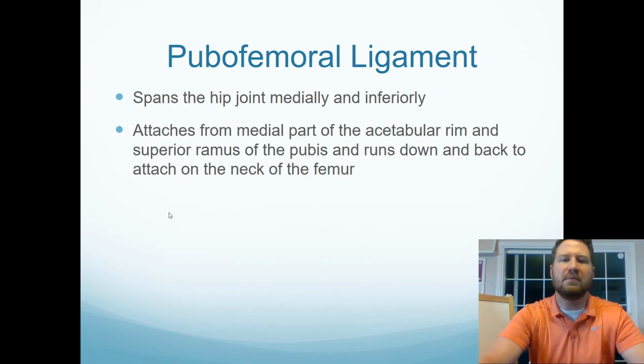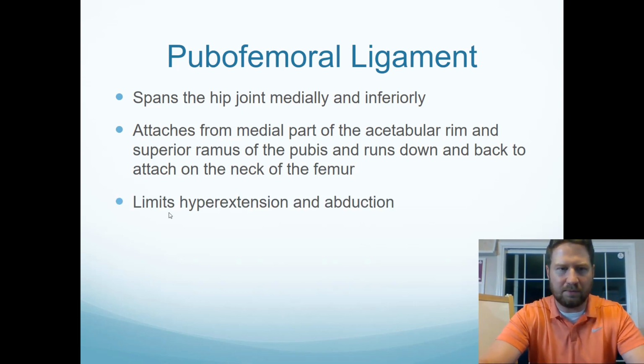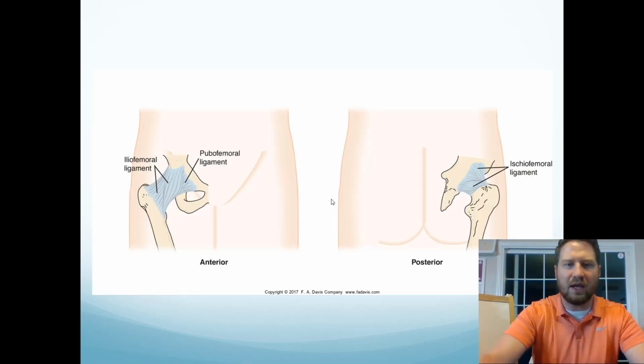All right, let's move to the pubofemoral ligament. The pubofemoral ligament spans the hip joint medially and inferiorly. It attaches from the medial part of the acetabular rim and superior ramus of the pubis and runs down and back to attach on the neck of the femur. This one also limits hyperextension, but we're also throwing in abduction as well. So when we started talking about end-feels, we talked about how everything is firm except for flexion. These are two examples because these two motions are going to be limited by ligaments. Therefore, they're going to have a firm end-feel. On the inferior side, you can tell by the orientation of those fibers how it's going to limit hip abduction.